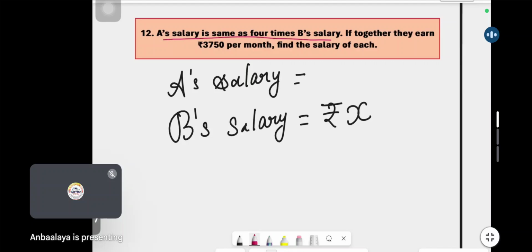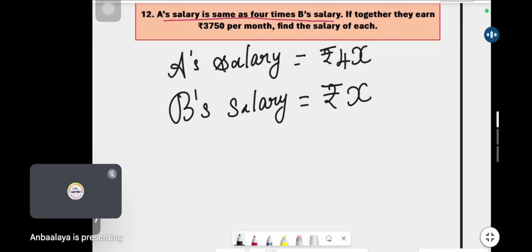Here, A's salary is compared to B's. They are compared as 4 times B's salary. Whenever you have the word times, we need to multiply. So x into 4, 4 into x, gives 4x. It is important.